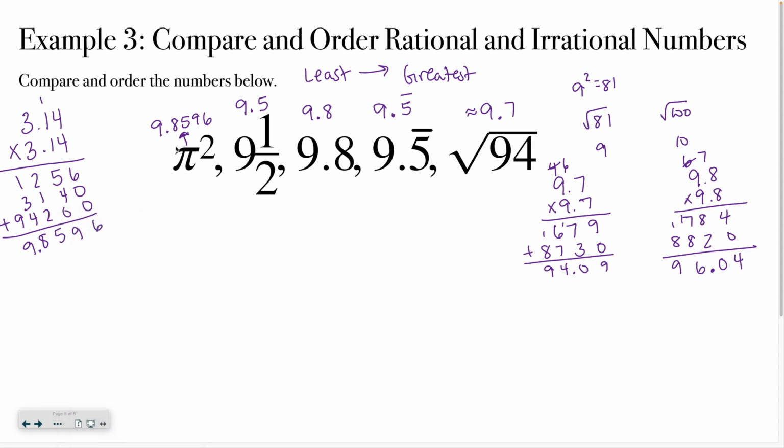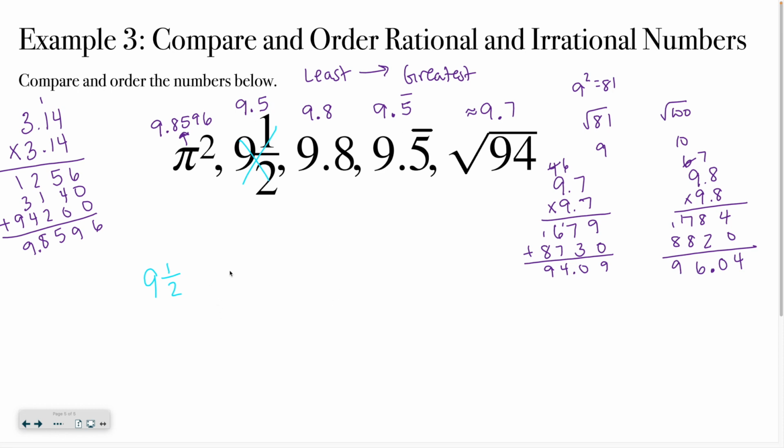Now let's take all of these numbers and write them in order from least to greatest. So I have 9.8596, 9.5, 9.8, 9.5 repeating, and about 9.7. My smallest number is actually going to be that 9.5. When I write it, instead of writing the decimal form, I'm going to convert it back to what it started as. So I have 9 and 1/2. Then I sometimes like to cross it off just to help make sure I don't miss anything.